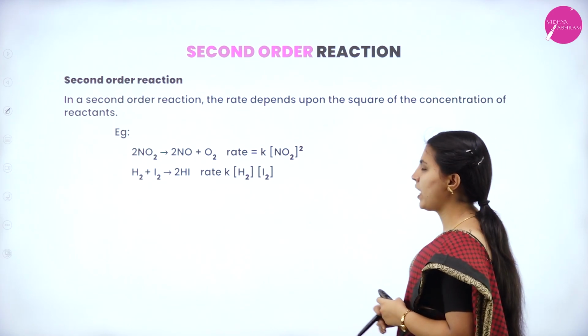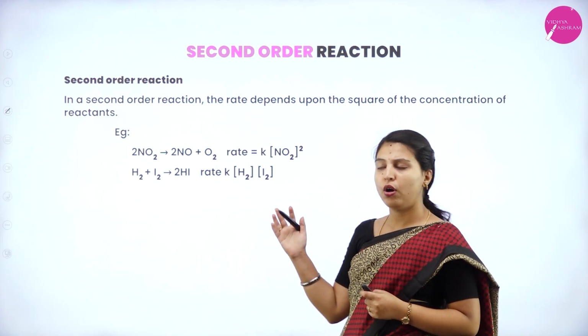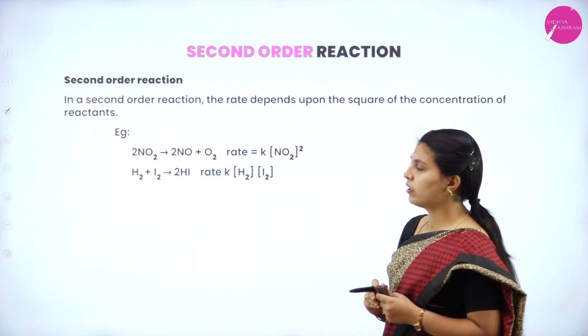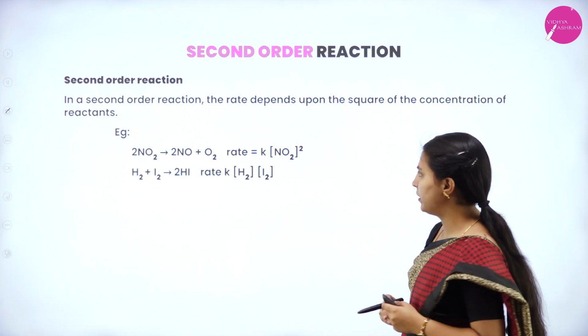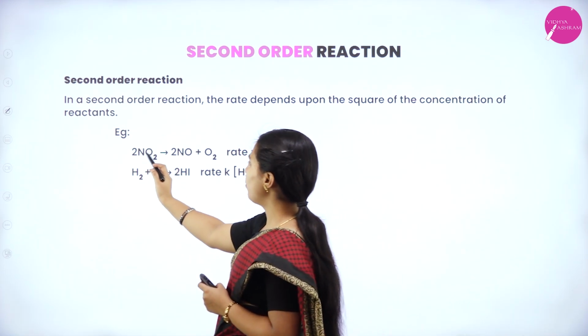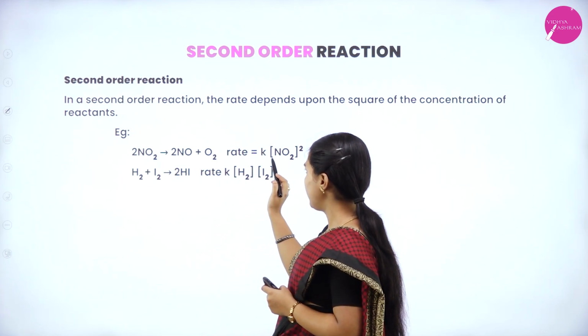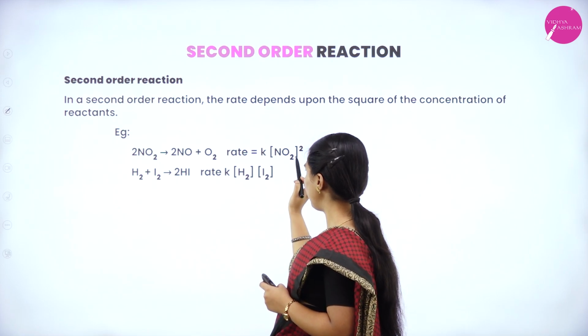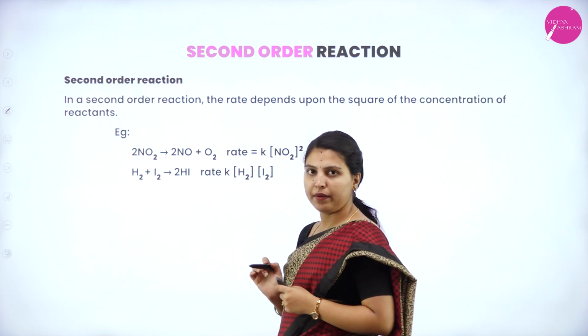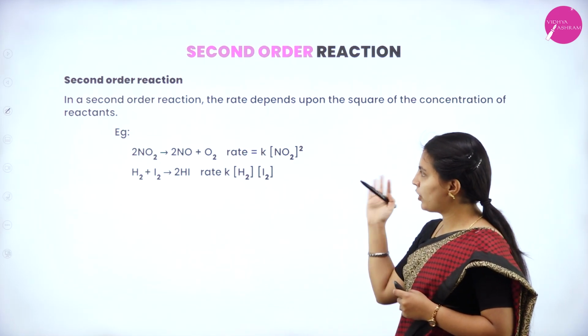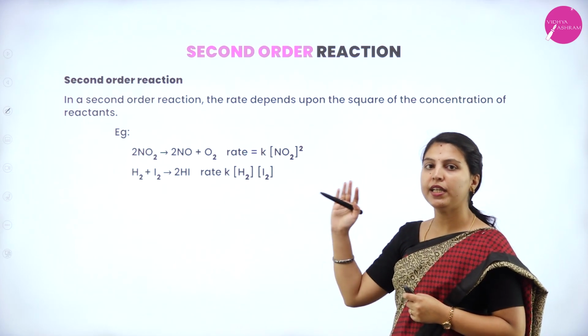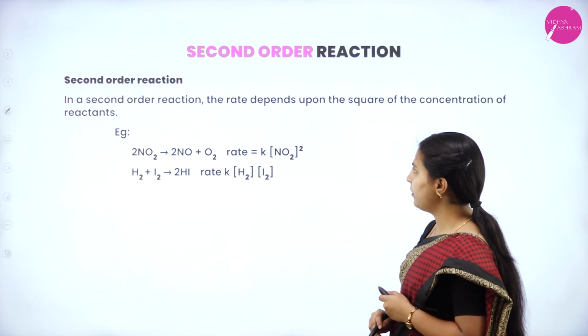Next, second order reaction. In a second order reaction, the rate depends on the square of the concentration of reactant. See here, 2NO2 gives rise to 2NO plus O2. Rate will be k into concentration of NO2 squared. Okay, the square of the concentration of the reactant will be a second order reaction.